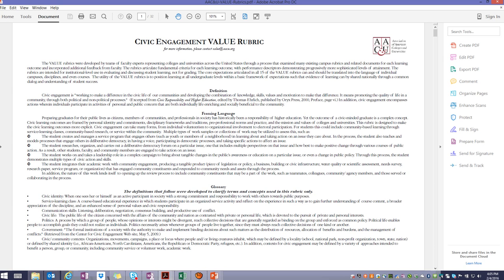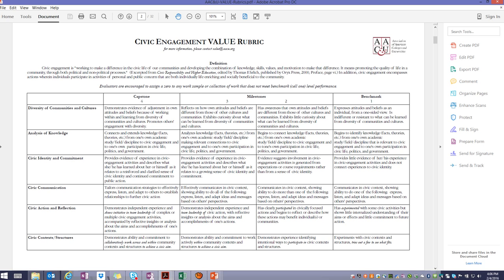So we'll look at civic engagement. What is the definition of civic engagement? What is the language that we use to talk about civic engagement? That's the framing language. And here are some terms. They use civic identity. Well, what does that mean? Communication skills. What does that mean? So read that, and then we go to the value rubric.